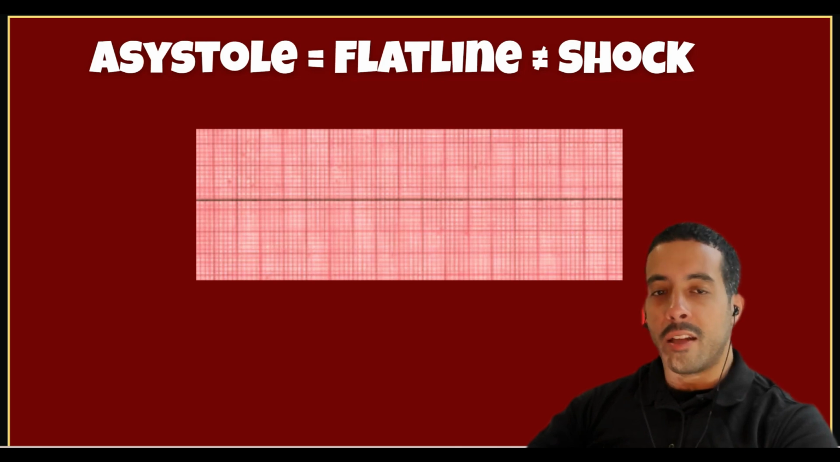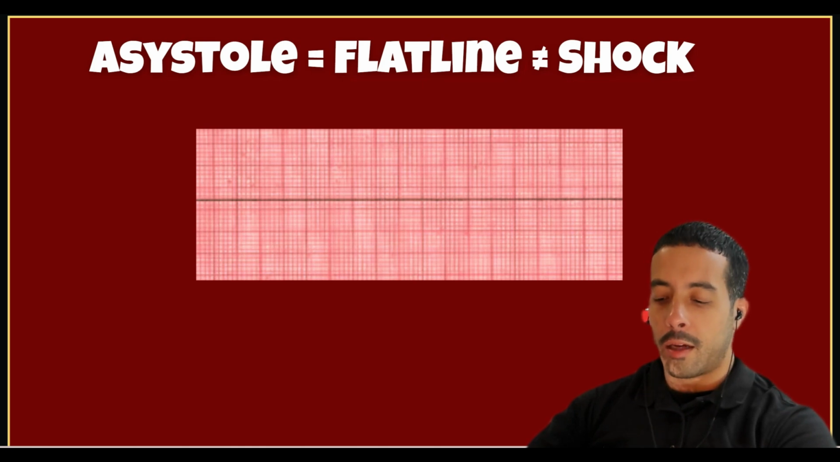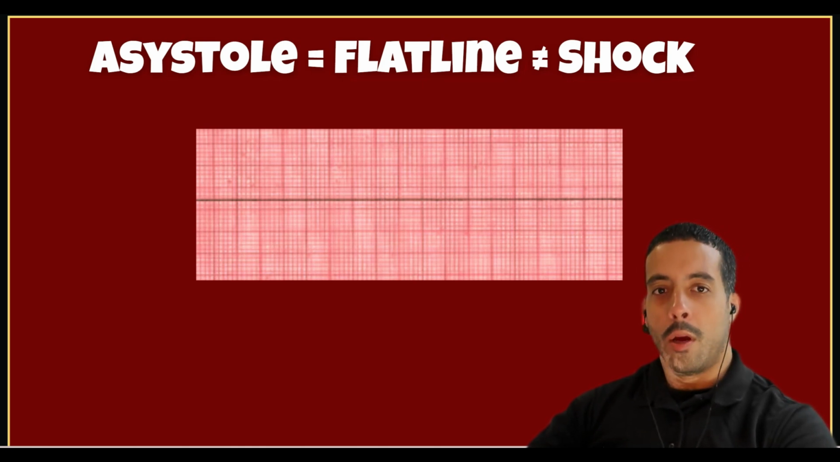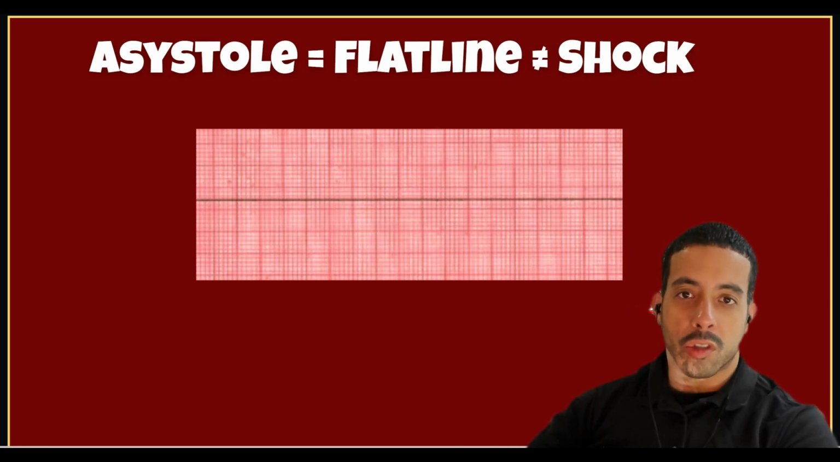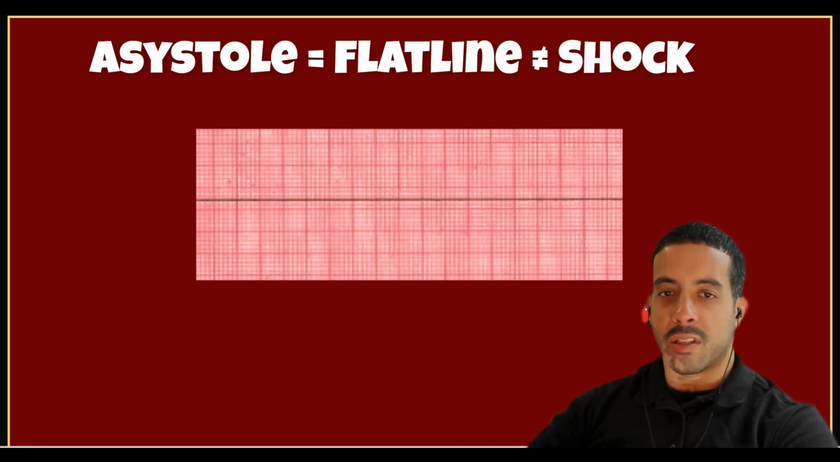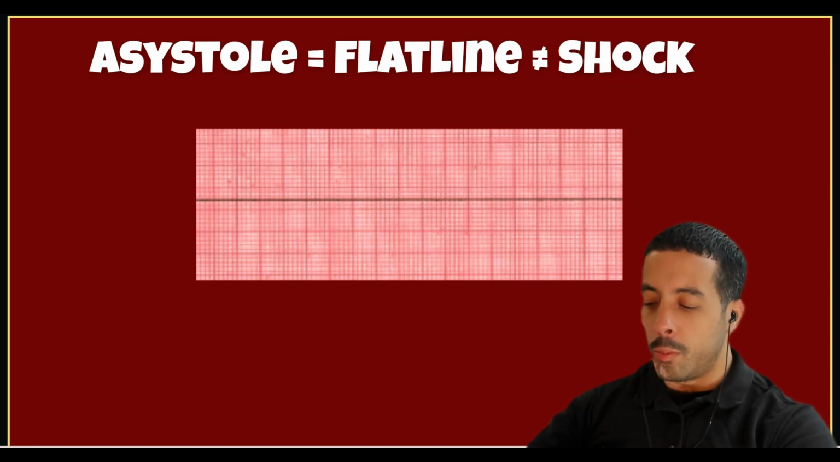Now remember the H's and T's: hypovolemia, hypoxemia, acidosis from hydrogen ions, the hypo and hyperkalemia that I mentioned, hypothermia. When we talk about the T's, tension pneumo, the tamponade, toxins, thrombosis, trauma. When you got a person in asystole or a person in any cardiac arrest, you want to consider how you're going to help them best.